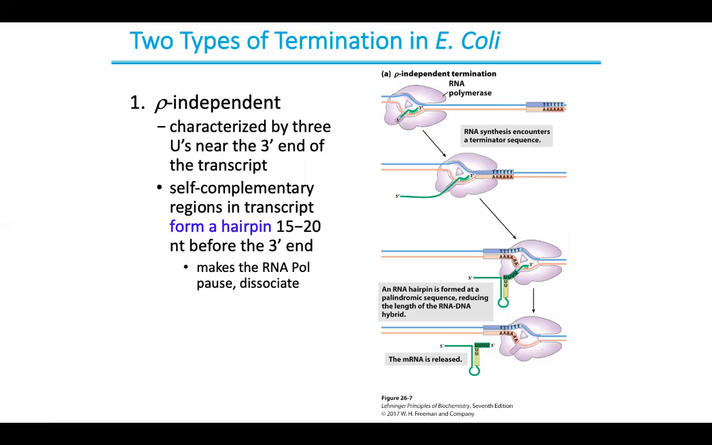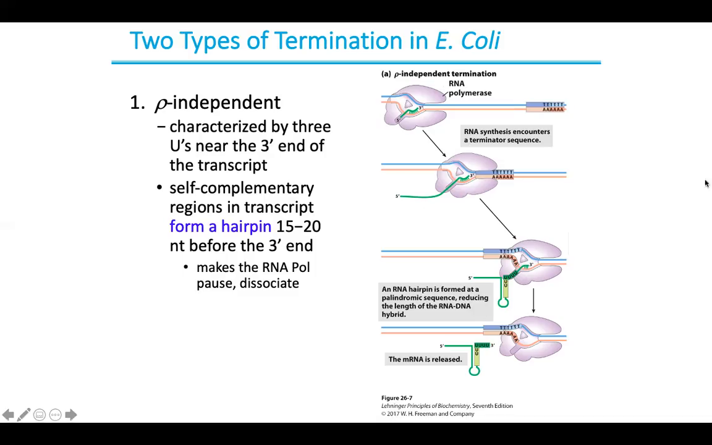The first type of termination in E. coli is the Rho-independent termination. It is characterized by 3 uracil nucleotides near the 3' end of the transcript. Self-complementary regions in the transcript form a hairpin of 15 to 20 nucleotides before the 3' end, and this causes the RNA polymerase to pause and dissociate.